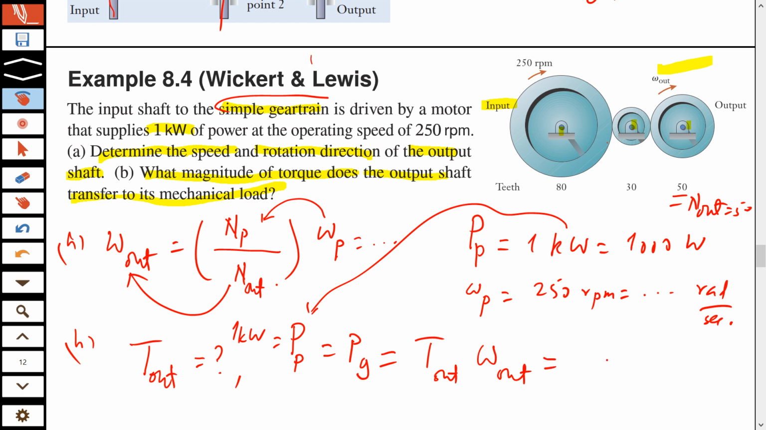Now, if we know this thing, which is 1 kilowatt, and we have calculated omega out in the previous part, this equation can be solved to work out T out. See, there's no rocket science. You just need to remember those relationships.